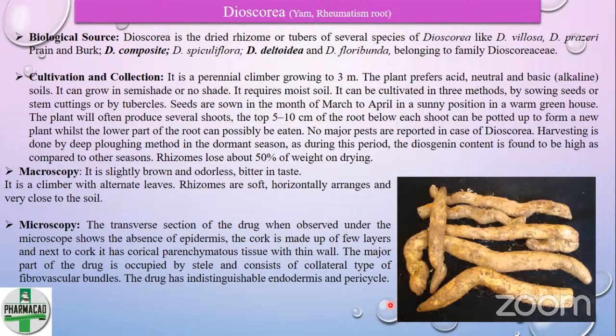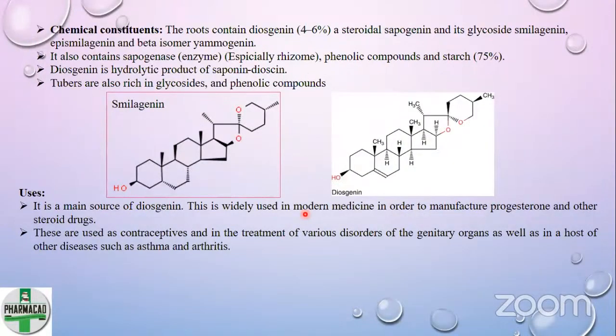In chemical constituents, it will have diosgenin, which is a steroidal sapogenin, and its glycoside, along with smilagenin, epismilagenin, and the beta isomer yamogenin. Okay. Then it also contains sapogenase, which is especially in the rhizome, phenolic compounds, and starch. Diosgenin is a hydrolytic product of the saponin dioscin. Tubers are also rich in glycosides and phenolic compounds.